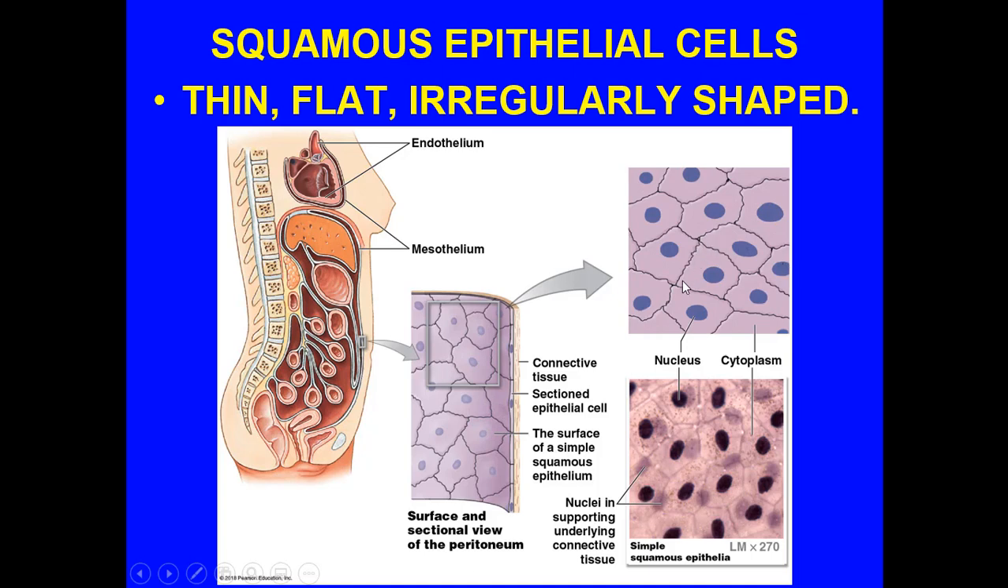Notice that they have their cell membranes connected as puzzle pieces right next to each other. A central nucleus, the cytoplasm is very thin in volume, and basically the nucleus is present here. If you see any shadowing here, this is nuclei, basically supporting the underlying connective tissue here, okay?